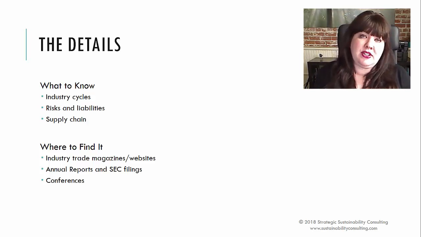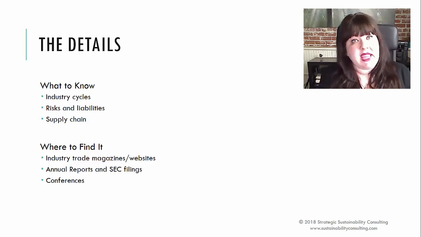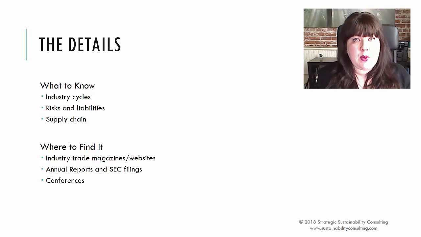The third part is understanding the supply chain. What does the supply chain look like for your client's industry? Are they at the beginning of the supply chain, closer to the natural resource extraction or agriculture? Are they on the other end, where they're the ones selling directly to consumers or to other businesses? Understanding where they are in the supply chain and what that supply chain looks like is going to be helpful in terms of thinking more holistically about sustainability impacts and opportunities.